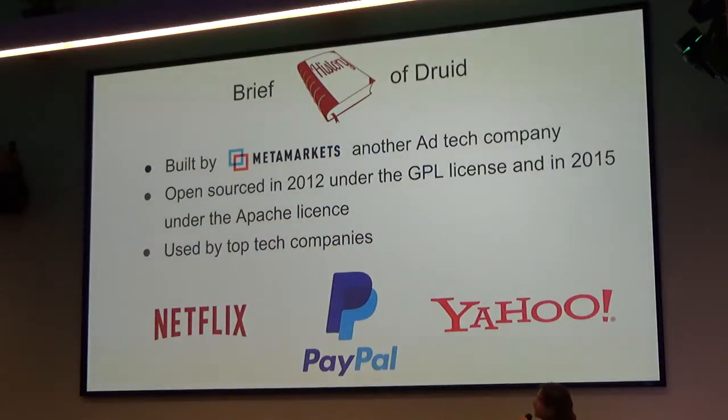They open sourced the project in 2012 under GPL, and then in 2015 under the Apache license. Since then, Druid has been adopted by top tech companies like Yahoo, PayPal, Netflix. I think Netflix is using Druid to monitor the entire infrastructure of EC2 instances. They ingest logs on the fly, and then they are able to detect in real time peaks of errors and trigger alerts and stuff like that. So Druid is becoming very popular, and it's not only used by high tech companies, it's also used by other kinds of companies like PayPal or Yahoo.